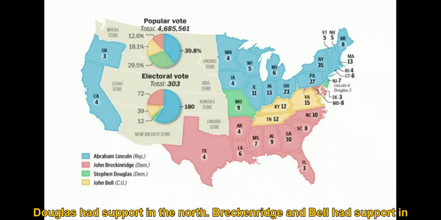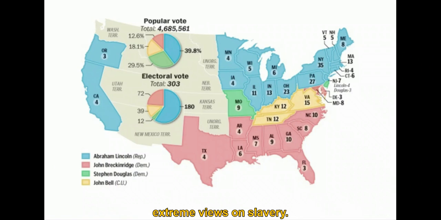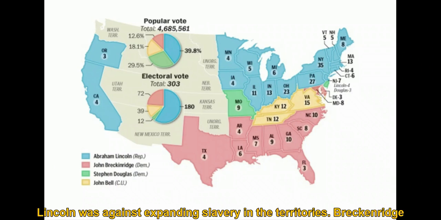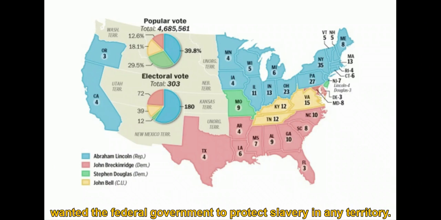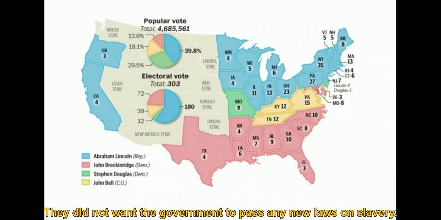The election turned into two different races for president. Lincoln and Douglas had support in the North. Breckinridge and Bell had support in the South. Lincoln and Breckinridge were both believed to have the most extreme views on slavery. Lincoln was against expanding slavery in the territories. Breckinridge wanted the federal government to protect slavery in any territory. Douglas and Bell were considered to be moderates. They did not want the government to pass any new laws on slavery.